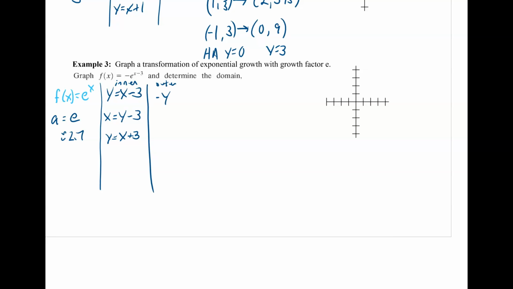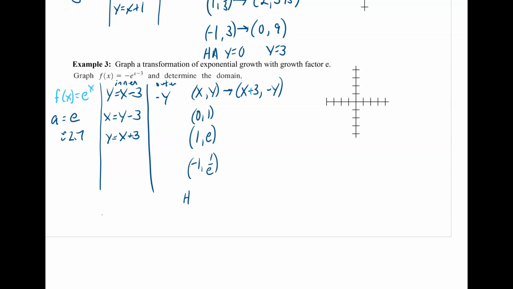So our transformation rule, x, y will go to x minus 3, negative y. Okay, that's actually x plus 3. All right, so we're going to apply that to the points 0, 1, 1, a, in this case a is e, so 1, e. Negative 1, 1 over e.